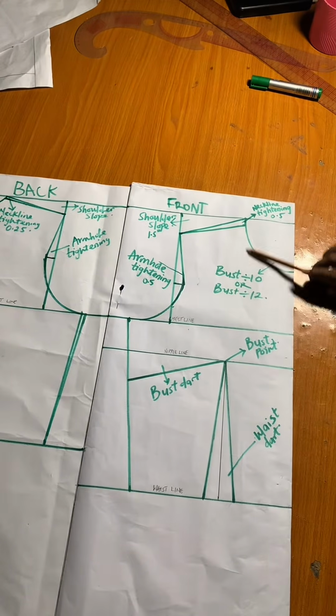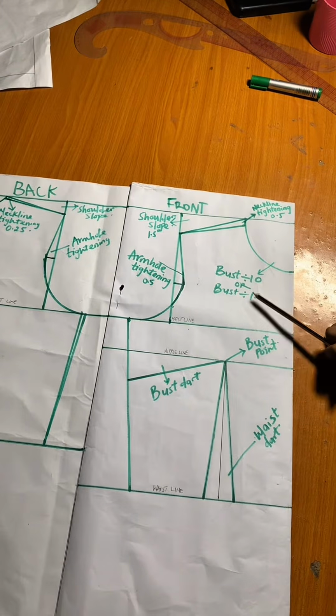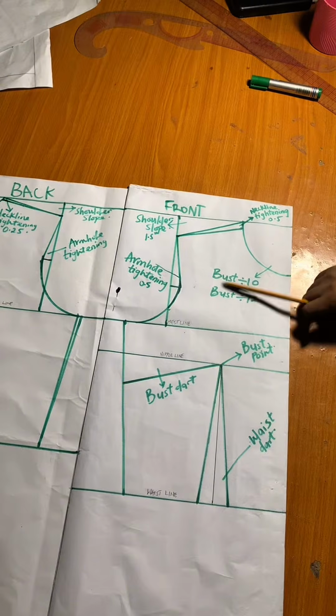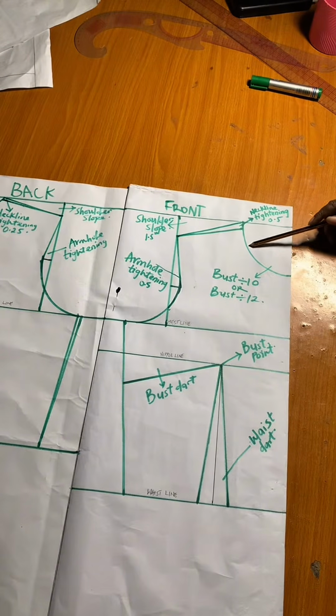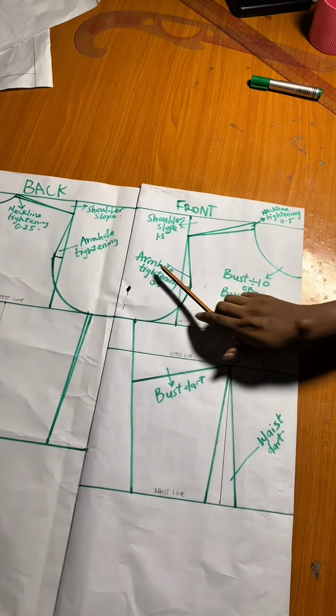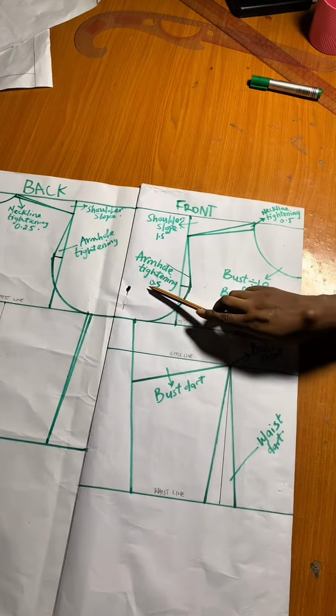Next thing is to show us what we use for our neck width and the neck depth. We're going to be using the bust measurement divided by 10 or bust measurement divided by 12. That is what the answer gotten will be used for, the neck width and the neck depth. So next is the armhole tightening. For a medium size, we used 0.5 inch to tighten the armhole.